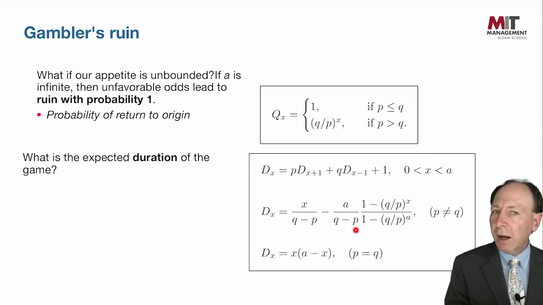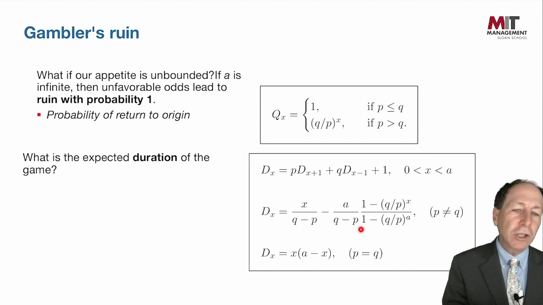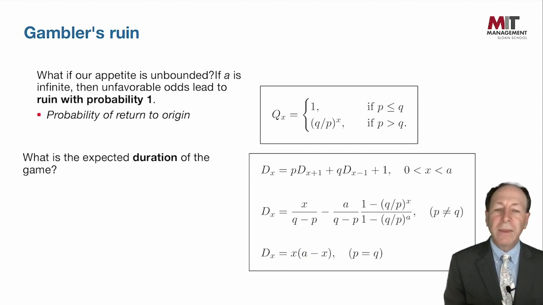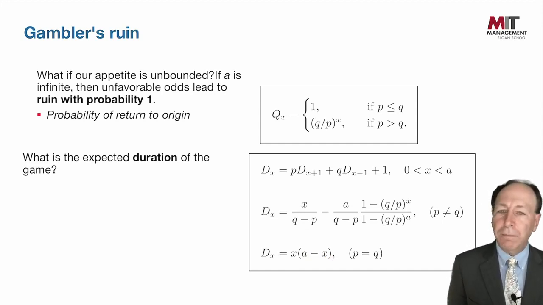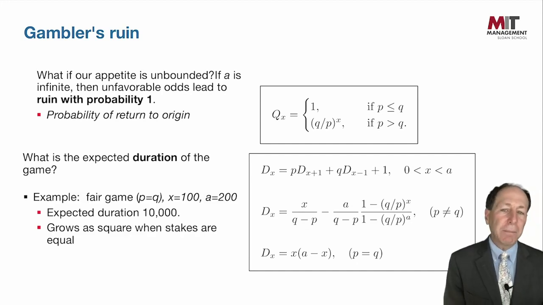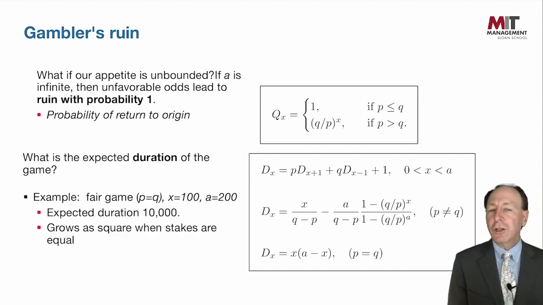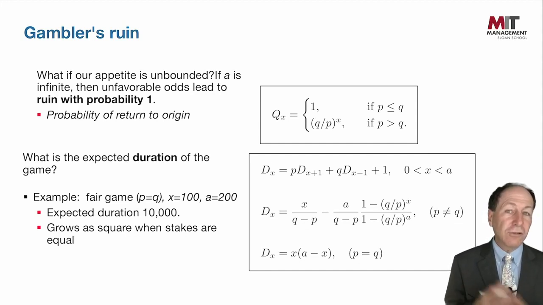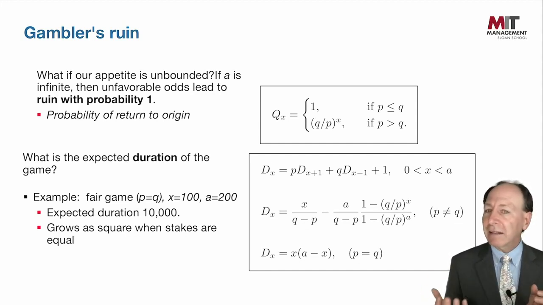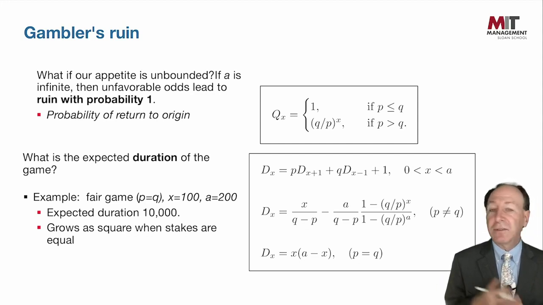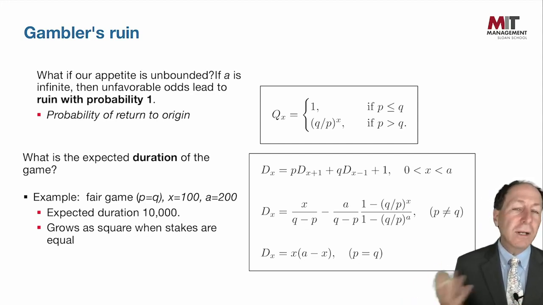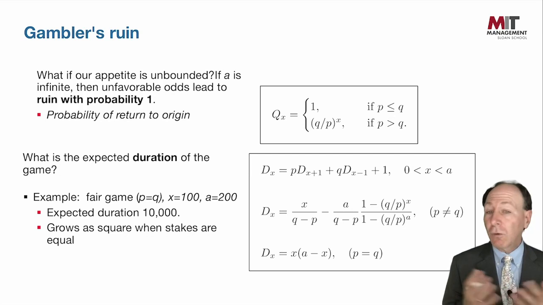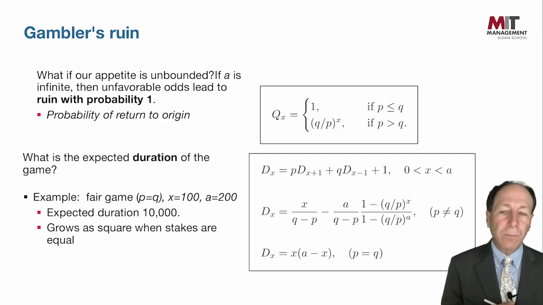Here it's a slightly more complicated formula for p not equal to q. For p equals q, this simplifies into a nice quadratic form, a x minus x squared. So that tells us that, for example, in a fair game, if you and I each start with $100, $200 total, the expected duration of the game is 10,000, 100 times 100, and it grows as the square when the stakes are equal.